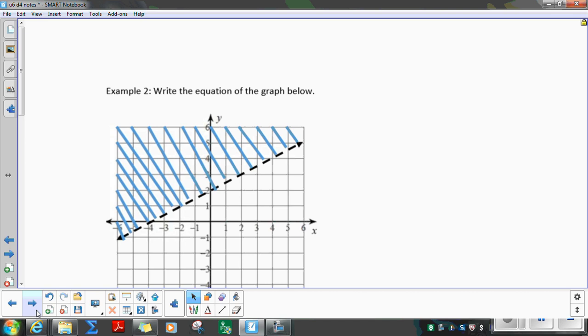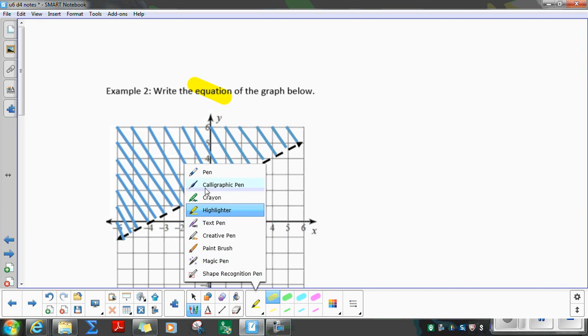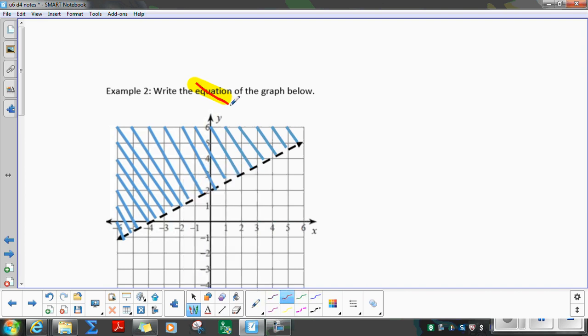All right, example 2 is the reverse way. So I gave you a graph here, and I want you to write the inequality, not the equation, the inequality. Okay? So, to write this inequality, the easiest part is to get the parts that you need for slope-intercept form. And we just get that from this line.